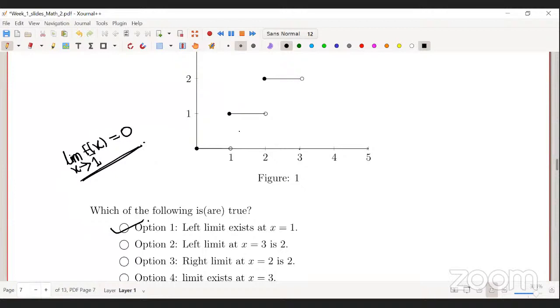So this is 3, and we want to compute the left hand limit at x equal to 3. As you can see, if we are coming to 3 from the left hand side of 3, then the value of the function is basically 2. This line is 2, right? So when you are coming to 3 from the left hand side, the value of the function approaches 2.